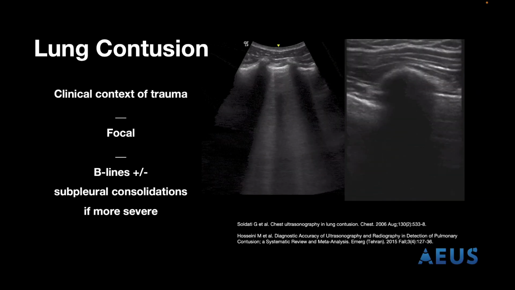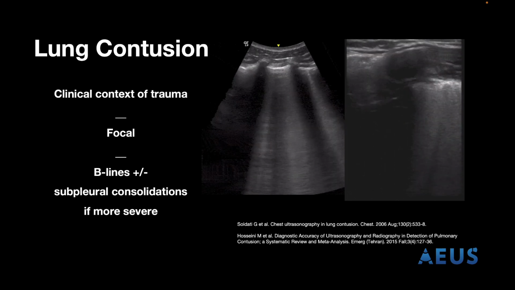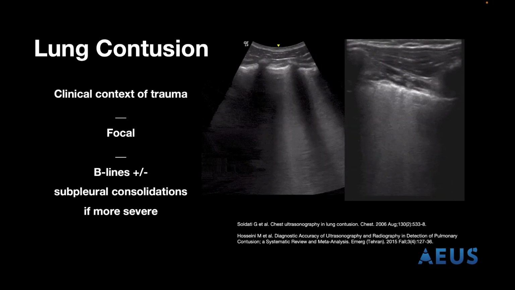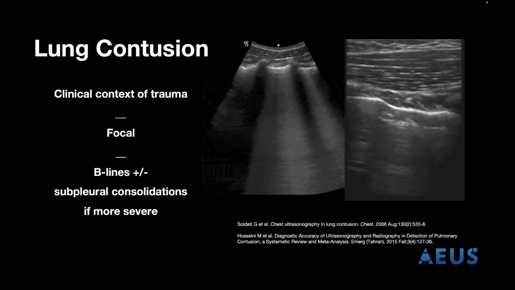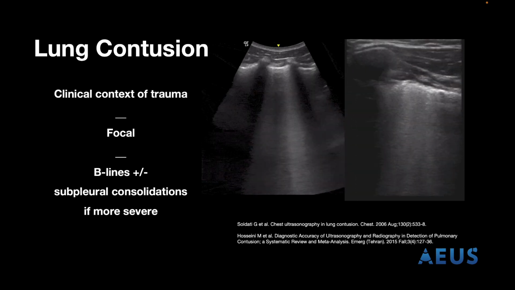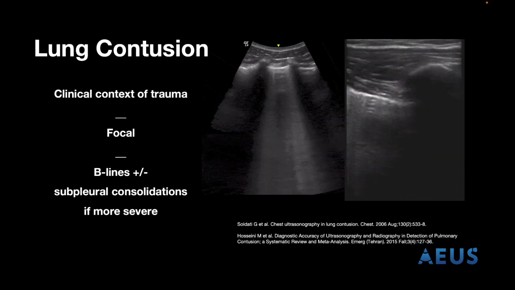A final cause of B-lines that's worth mentioning is lung contusion. History is the most important factor here. A patient will present with trauma. Ultrasound may be helpful because chest x-ray does not reliably identify contusion in the first 6 hours after trauma, which may lead to inappropriate management or disposition.